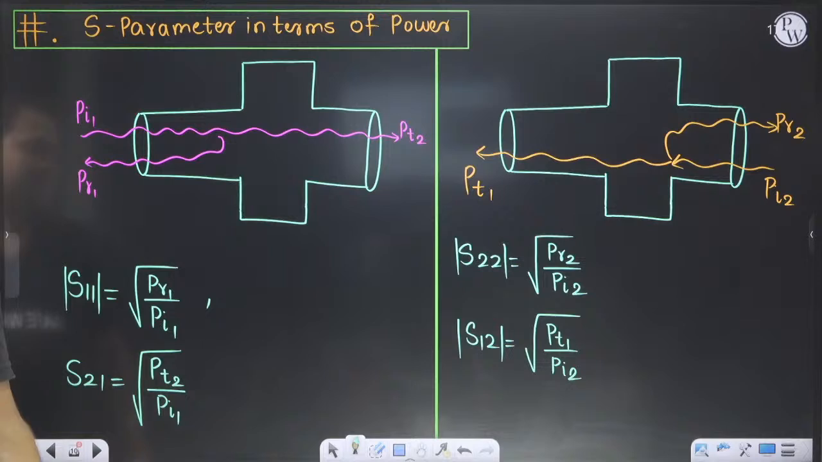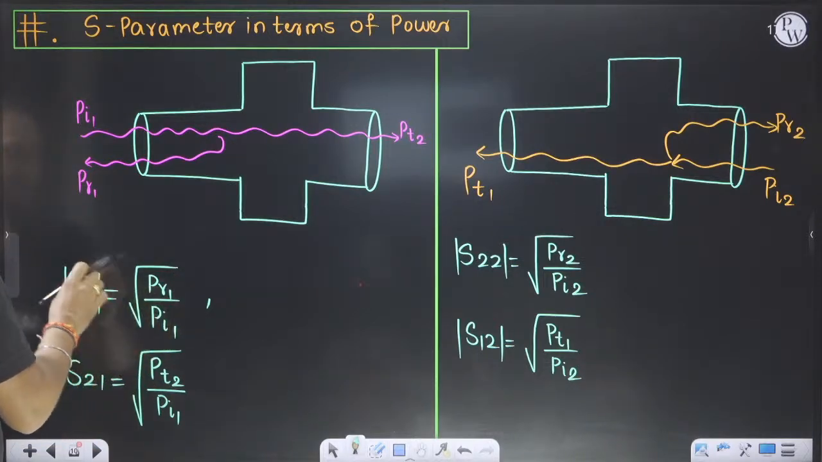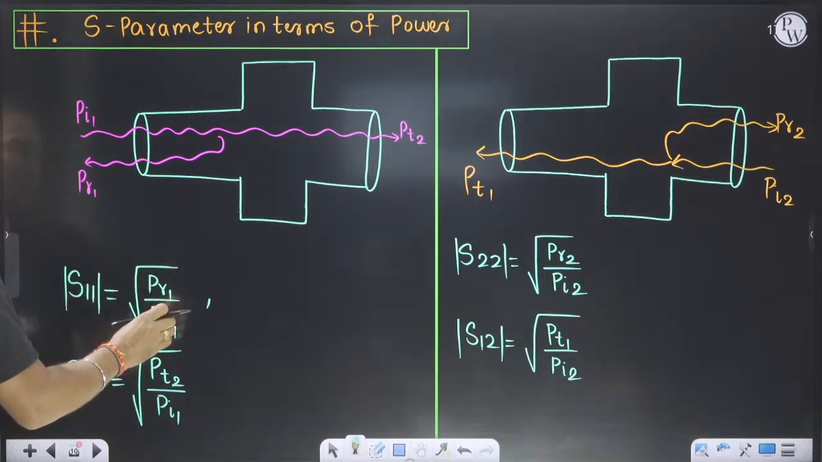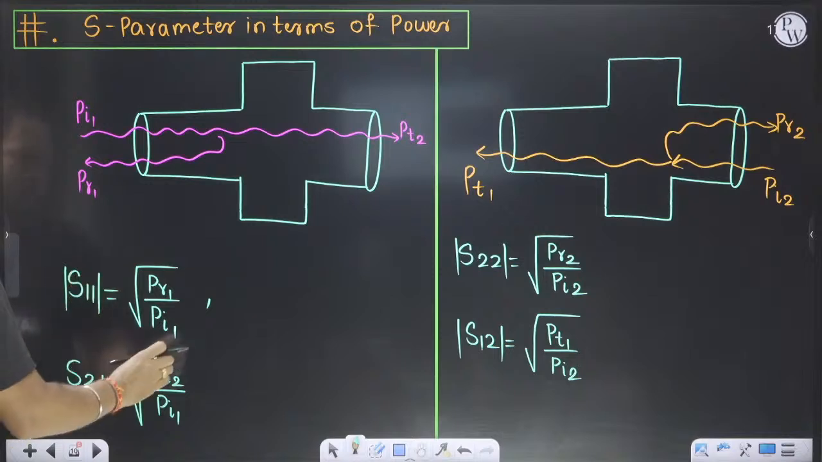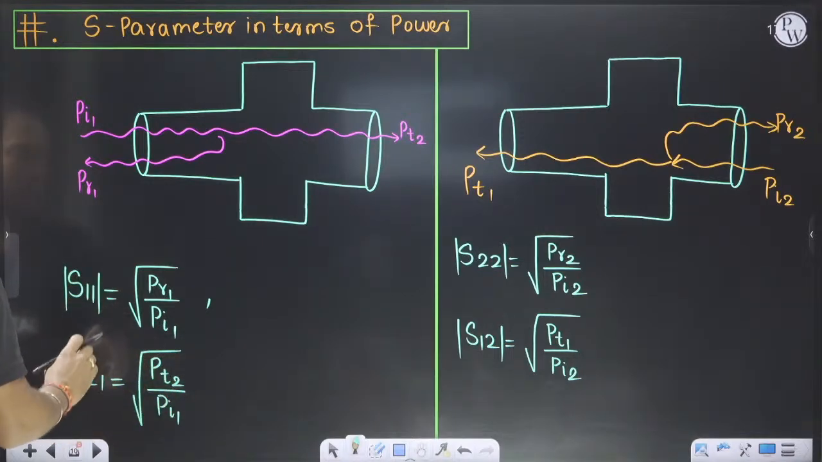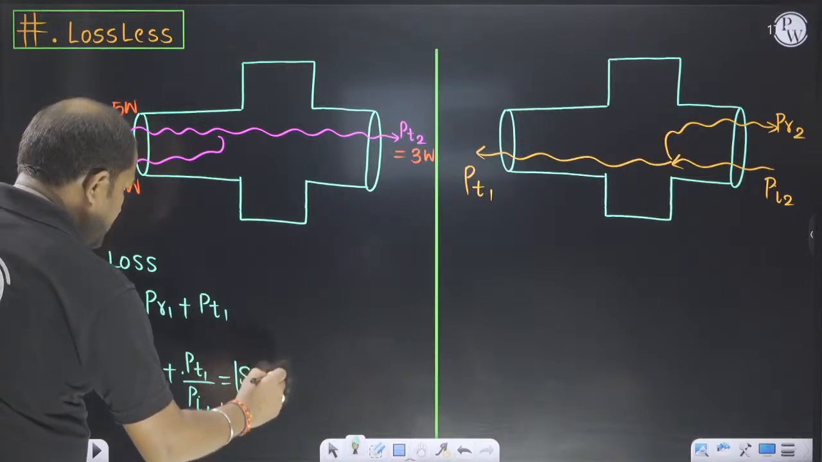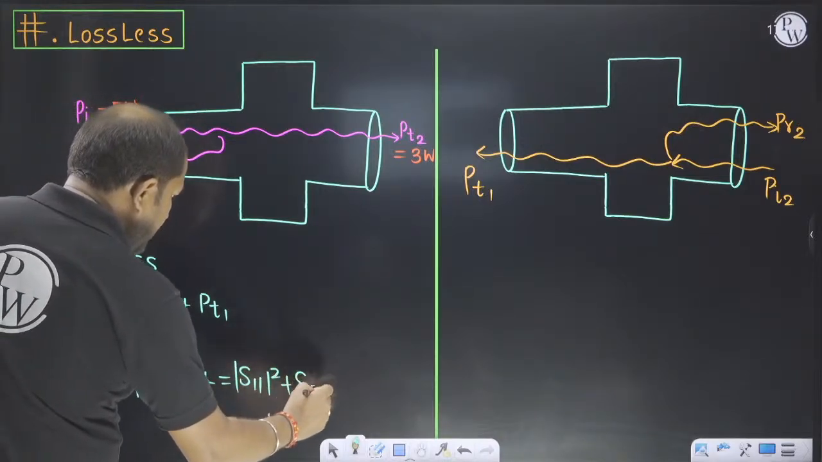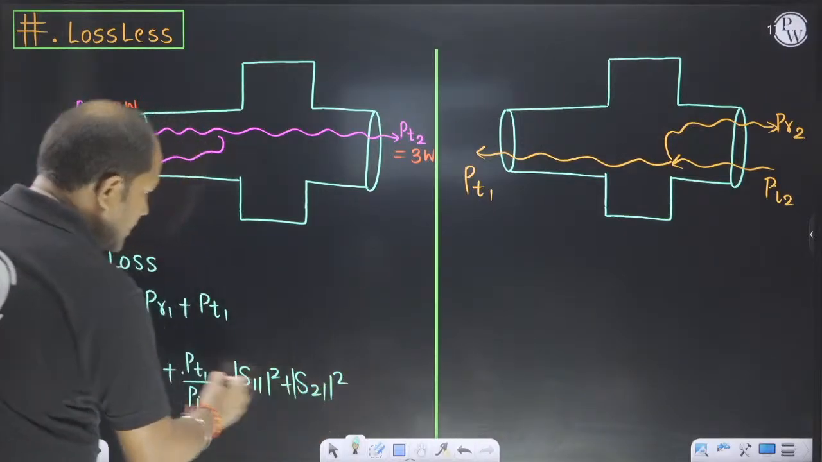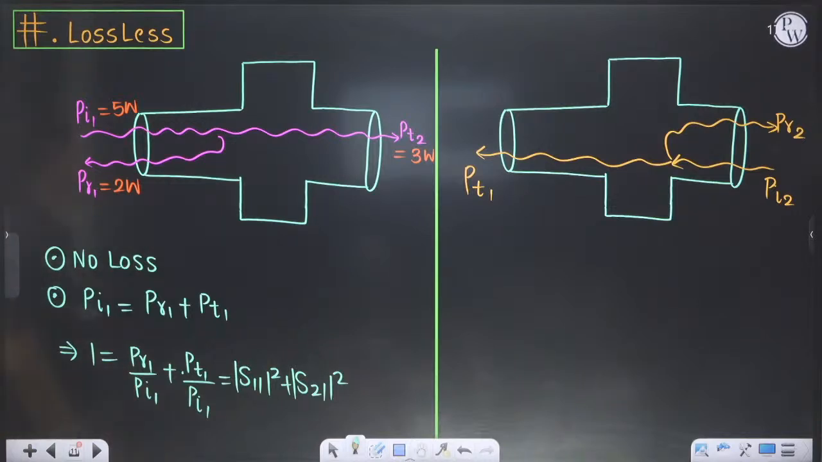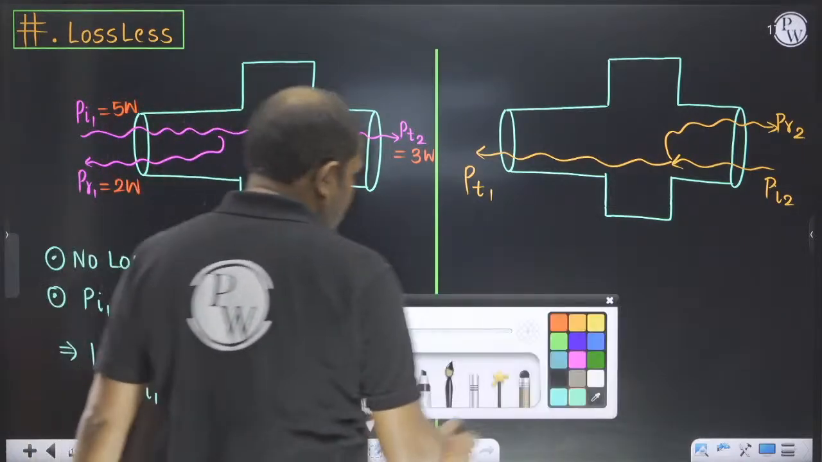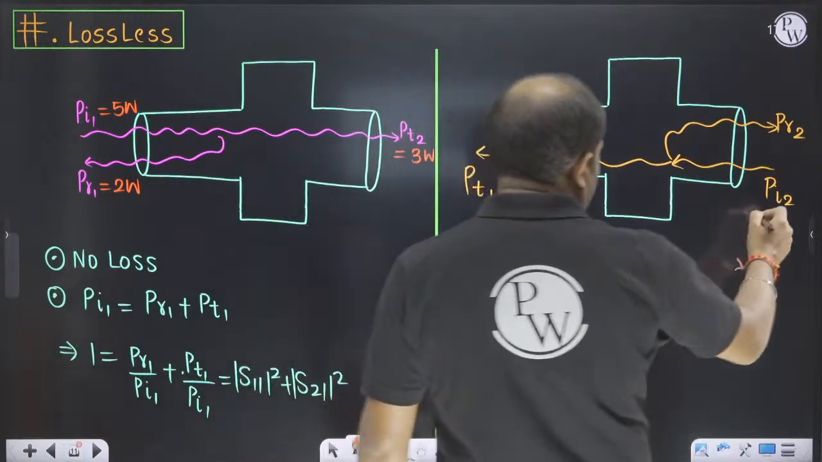We have studied that the square root of Pr1 upon Pi1 is S11, so Pr1 upon Pi1 is S11 squared, and Pt2 upon Pi1 is S21 squared. So it is mod S11 squared plus mod S21 squared. This is the condition for lossless, that means S11 squared plus S21 squared should be equal to 1. Similarly, you can think like that here also.